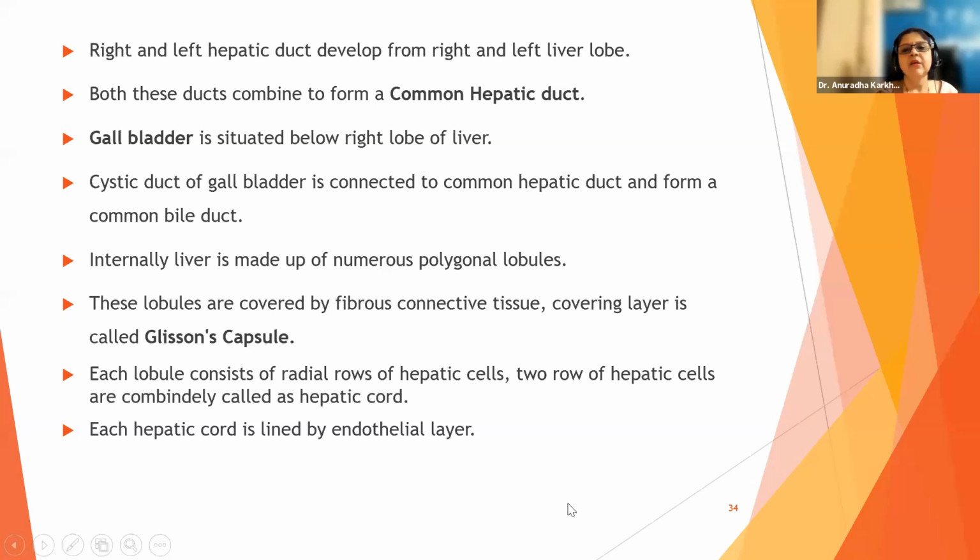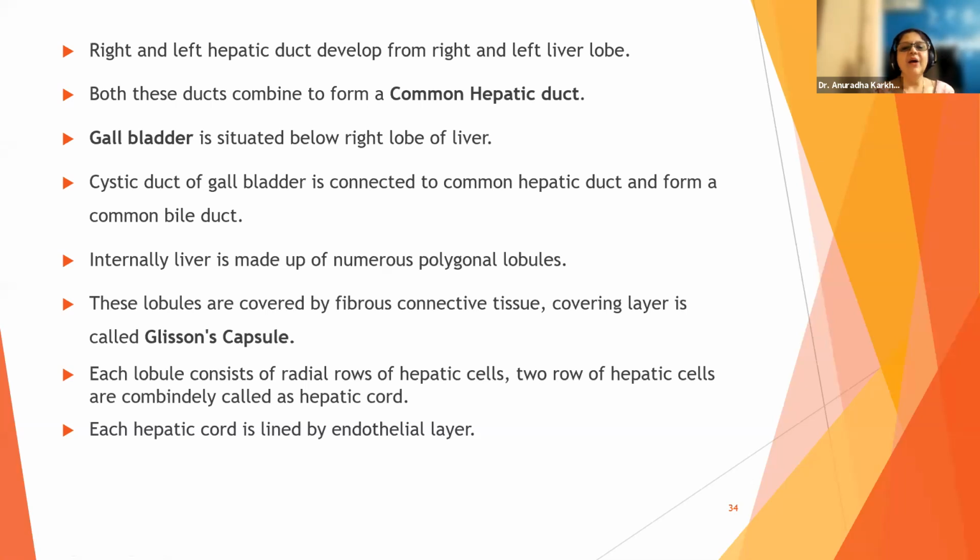Yeah. So you understood what is common hepatic duct and common bile duct. Now I am very sure that you all have understood and you won't get confused. Yes, bacha. Yes, Vidhi, you are right.